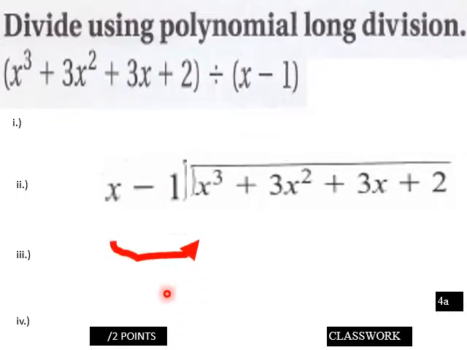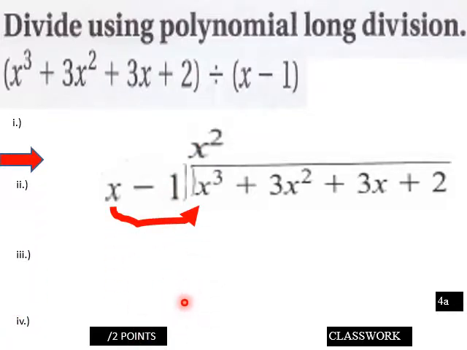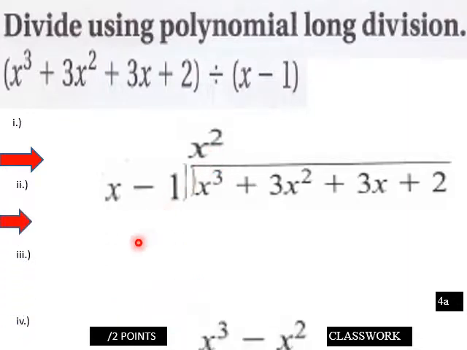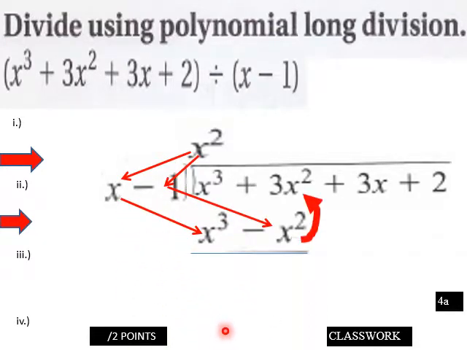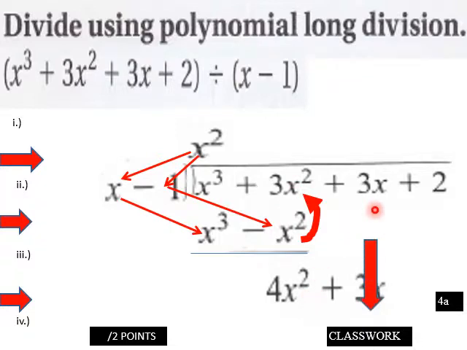Then there's our divisor. So x, how many times does x go into x cubed? It goes x squared. So x squared times x minus 1 is x cubed minus x squared. Change signs and add. So that's how we got that. Change signs and add, and then when we add, we get 4x squared. We drop down our 3x here.